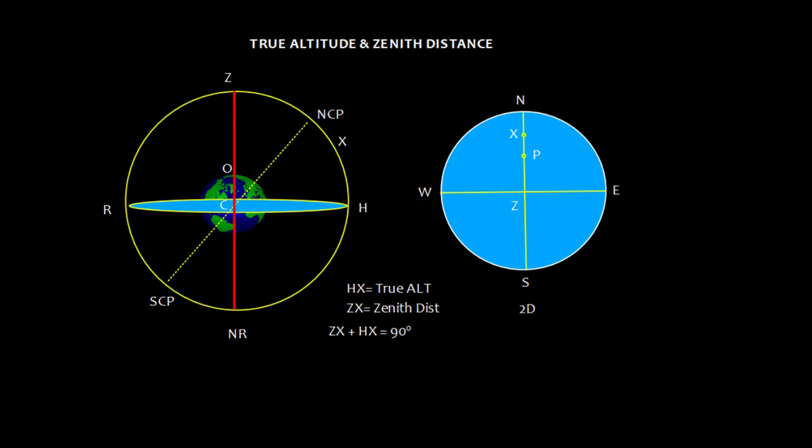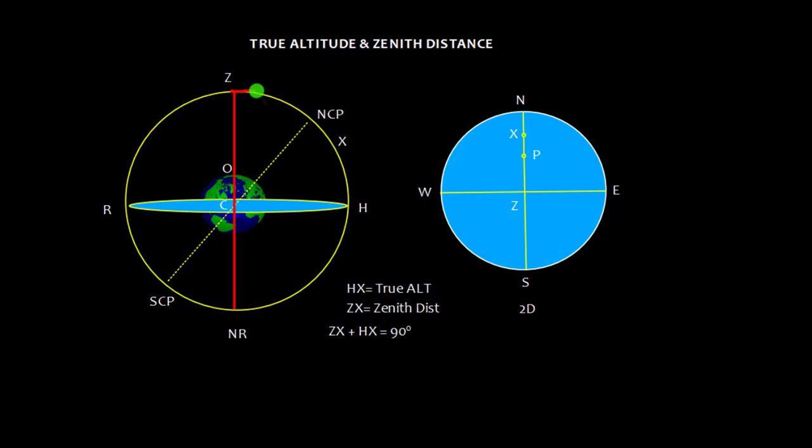Now we need to understand a term, true altitude and zenith distance. So this is your rational horizon diagram, and suppose this is the body. So if anything we measure from the rational horizon to the celestial body, that is the true altitude. So this is true altitude. How is it going to be represented? Suppose this body is here or here or here, wherever. So this distance or this distance is the true altitude of the body.